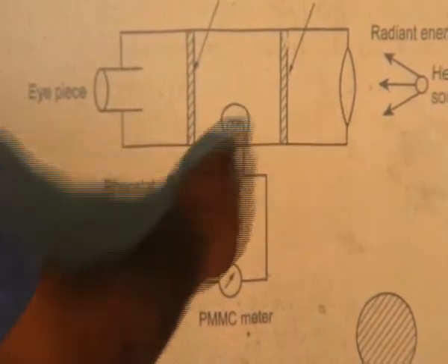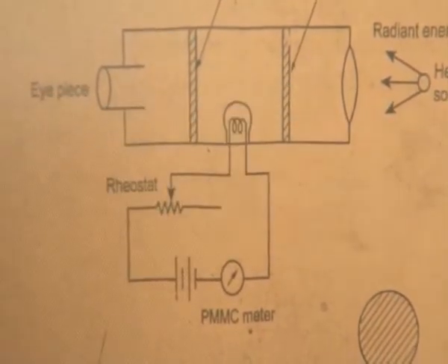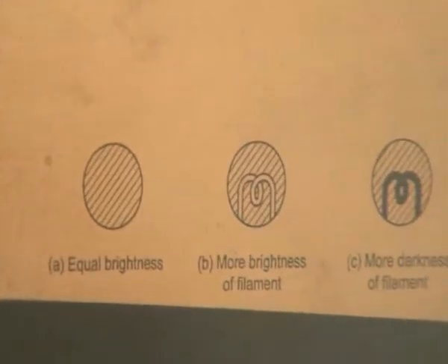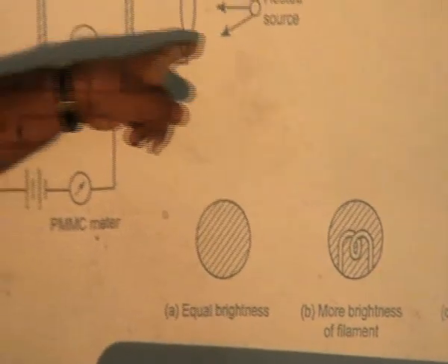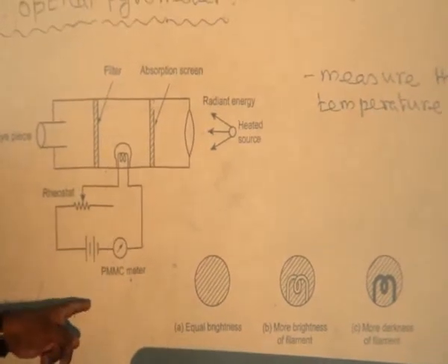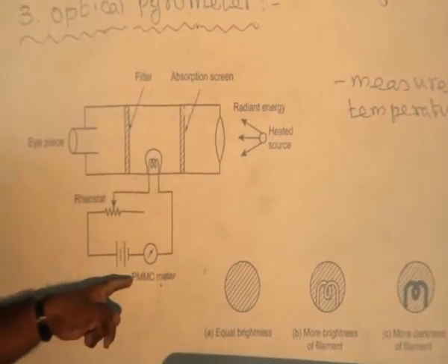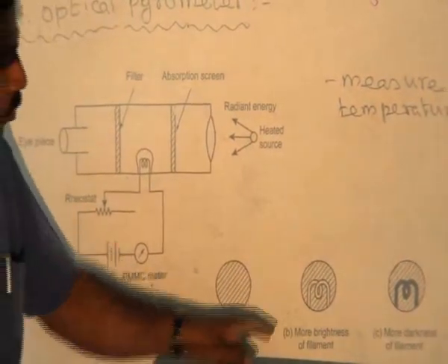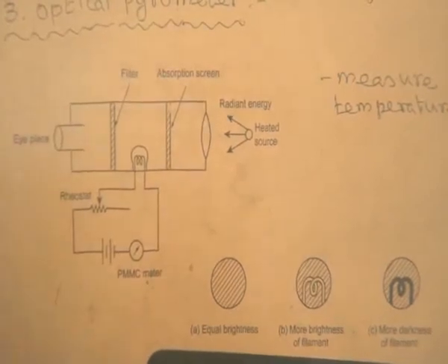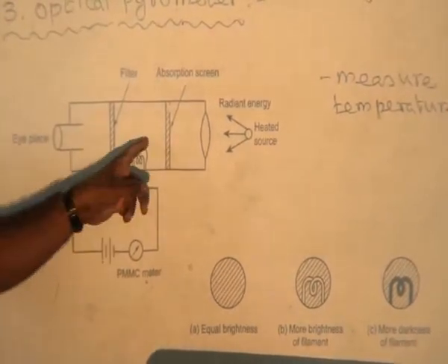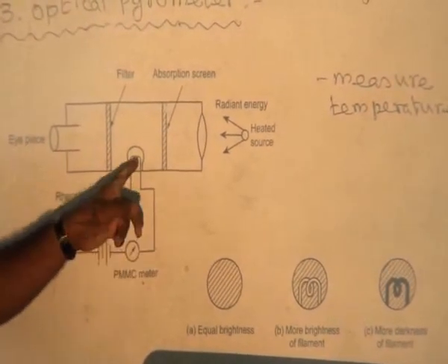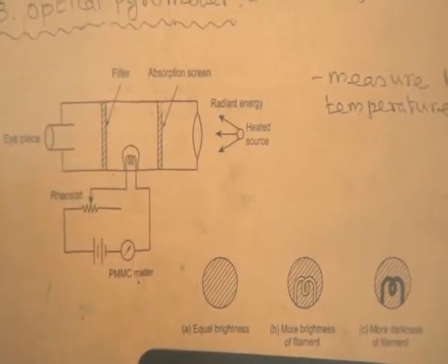So the voltage will be compared in three methods. One is equal brightness. The current passing through the circuit will be the same as the radiant. Now the current will be converted into temperature level as per the standard table. Another one is more brightness of the filament. This filament shows more brightness. More brightness means the temperature will be less, but the current is more, so we reduce the current. That is the main thing.